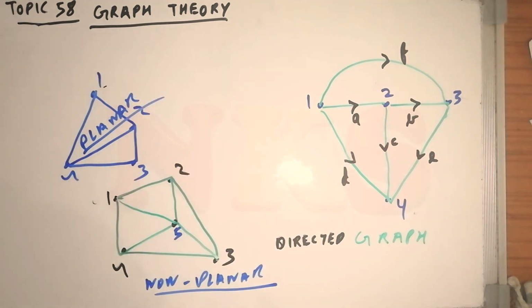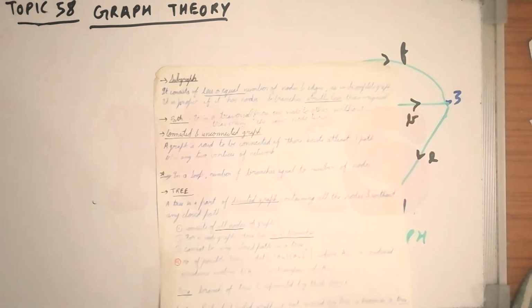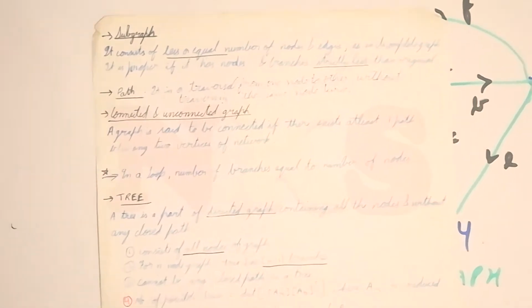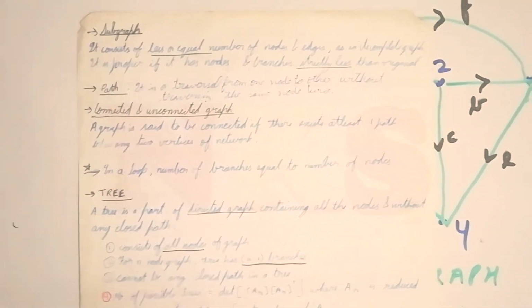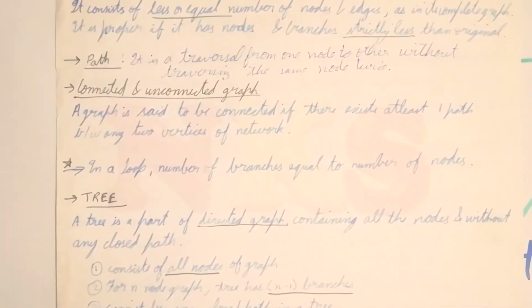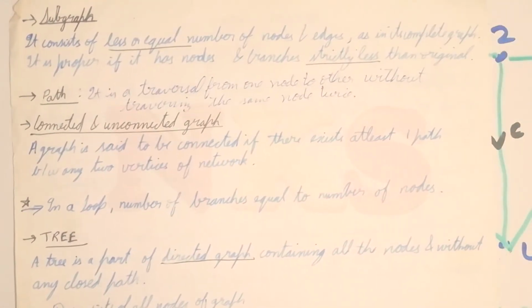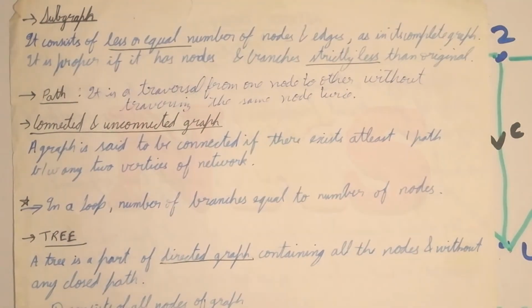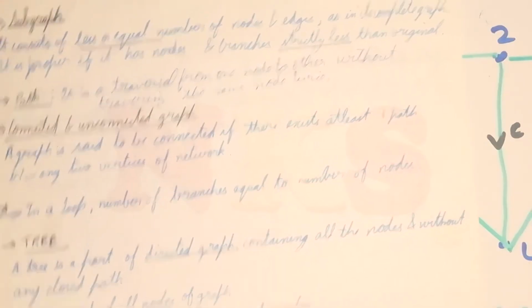Now we'll see a few important terms. These are some definitions that you can take a screenshot of if you want to: subgraph, path, connected and unconnected graph. These three things you can read on your own. These are just statements, and I hope you can easily understand them. Now I will discuss a thing, that is tree.